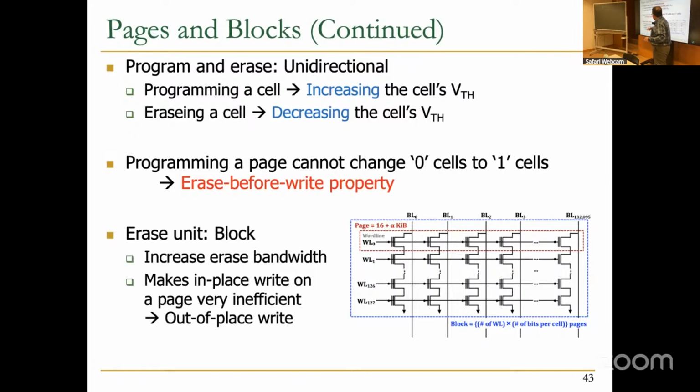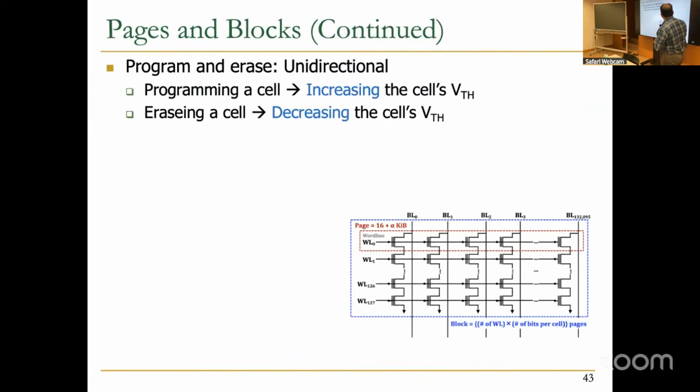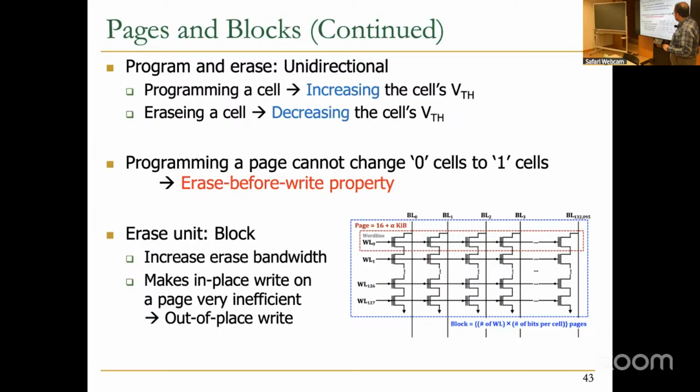And people do erase at the block level. Programming and reading actually happen at the page level, but when we want to erase, people erase the whole block. And why is that? Because erase is actually quite slow, so they want to have high throughput, at least high bandwidth. So they erase at the granularity of a block, which makes in-place write on a page very inefficient.